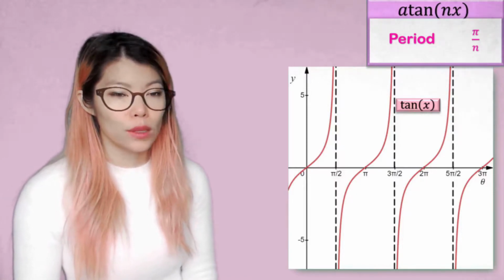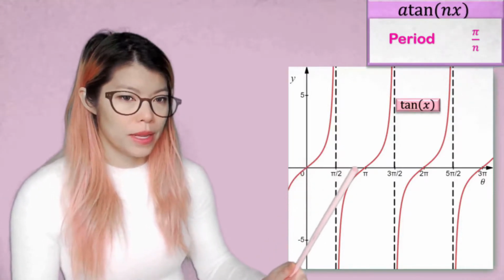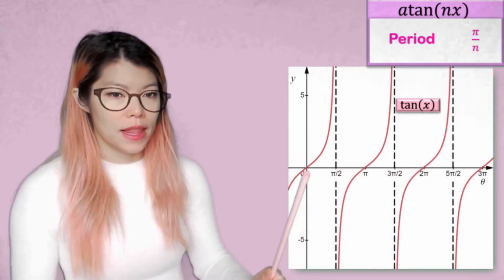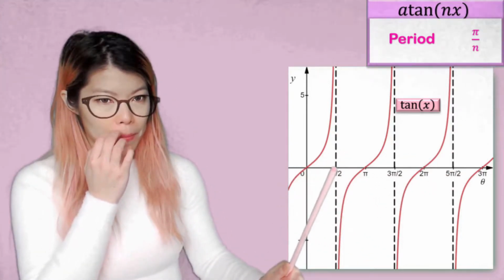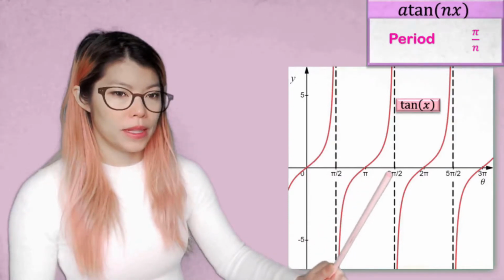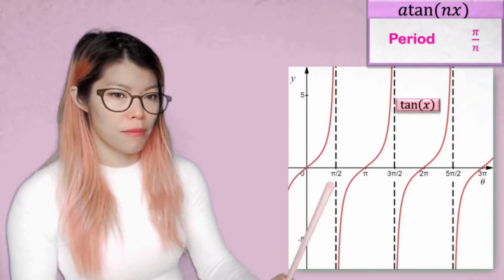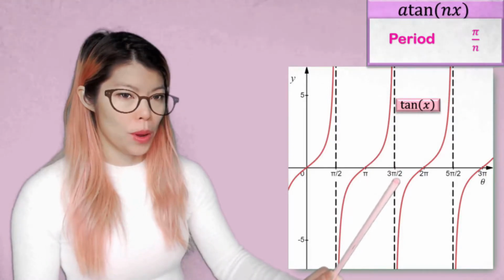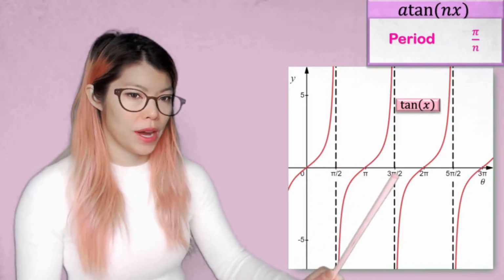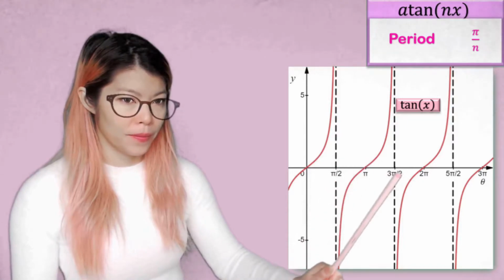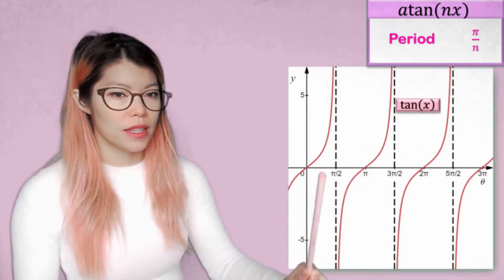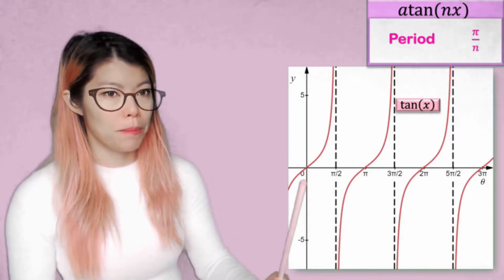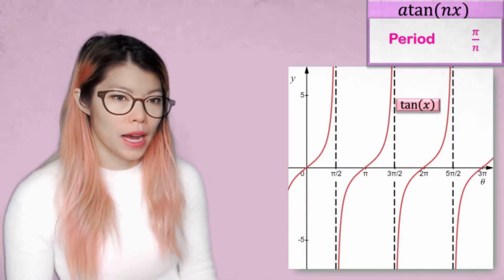Now if tan x looks like that, where it repeats itself every pi, so it's periodic at pi, then we can also observe that the asymptotes repeat themselves after pi. So a half pi, and then plus a pi is 3 over 2 pi. So a half to 1.5, there's a difference of 1 between two exact points. So the period is pi.